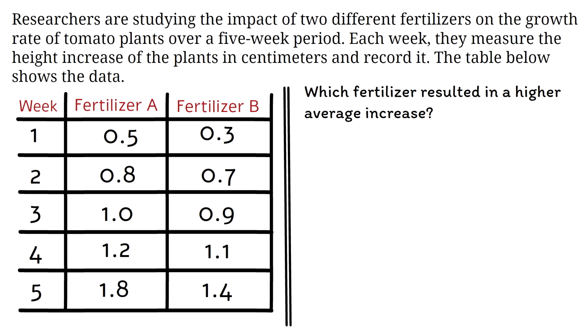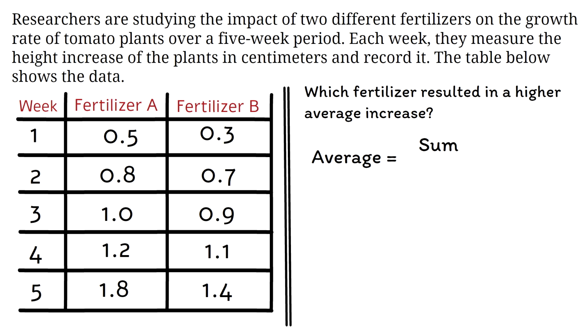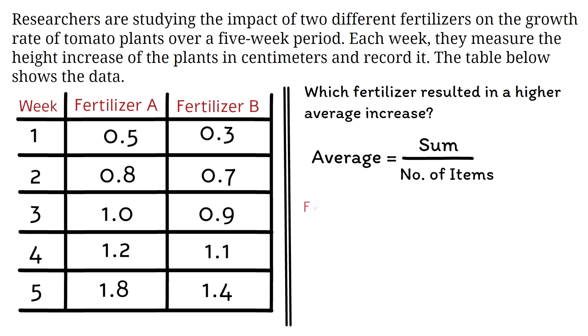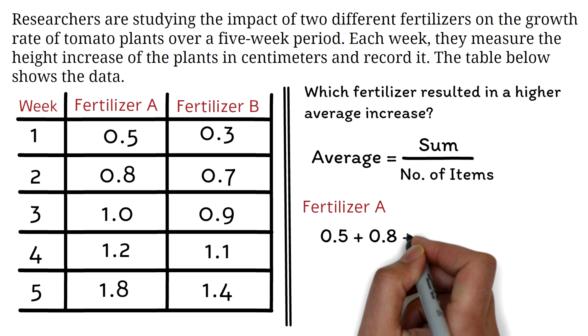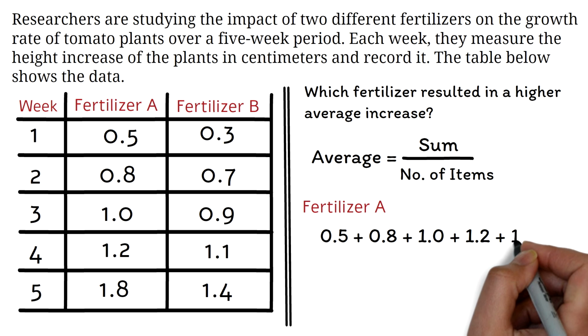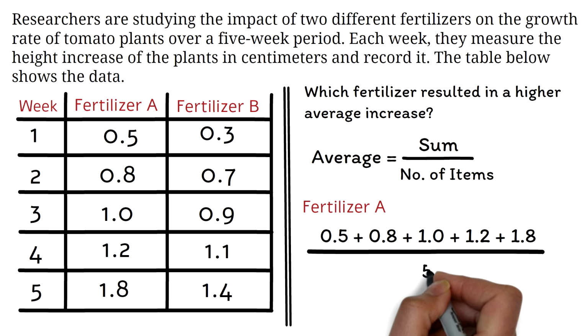Your ability to solve questions on averages is very important for the GED. It's needed for the GED Science, Social Studies, and Math. The average is the sum of all items over the number of items. So for fertilizer A, we have the sum, which is 0.5 plus 0.8 plus 1.0 plus 1.2 plus 1.8, divided by the number of weeks, which is 5.